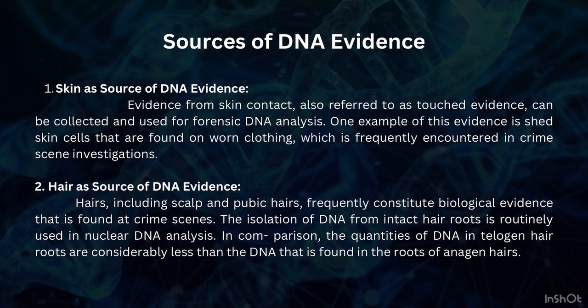Hairs, including scalp and pubic hairs, frequently constitute biological evidence that is found at the crime scene. The isolation of DNA from intact hair roots is routinely used in nuclear DNA analysis. In comparison, the quantities of DNA in telogen hair roots are considerably less than the DNA that is found in the roots of anagen hair.